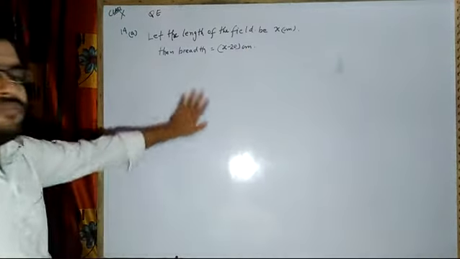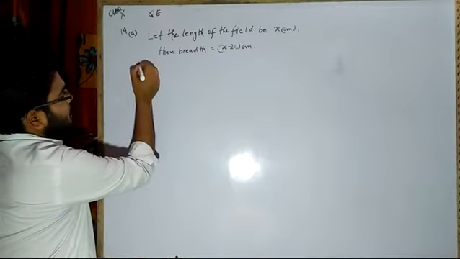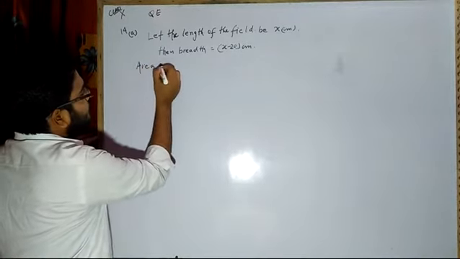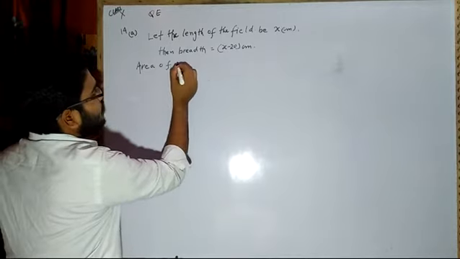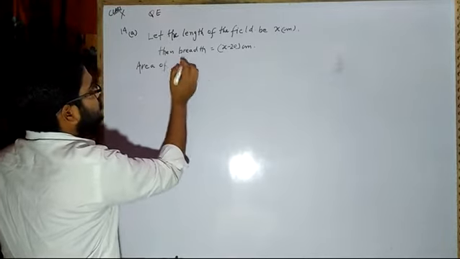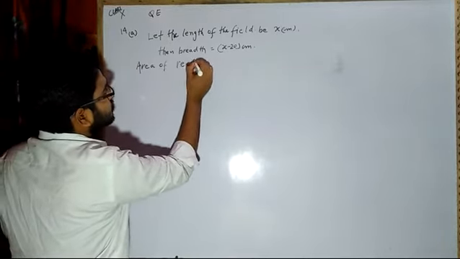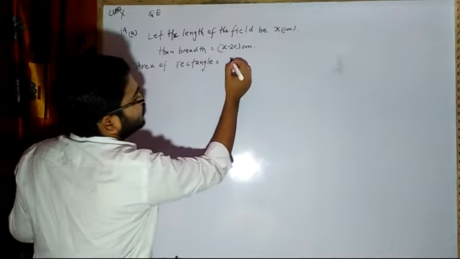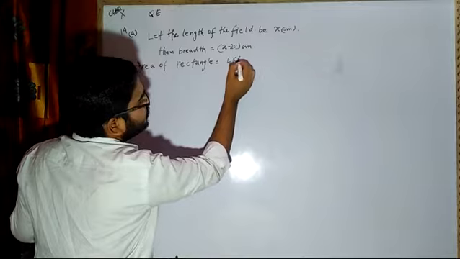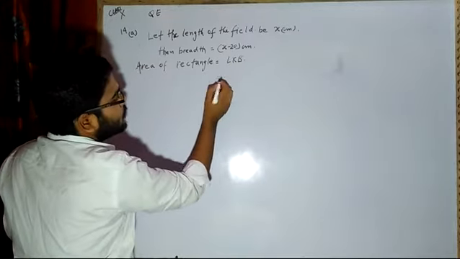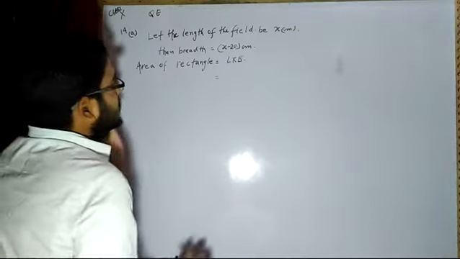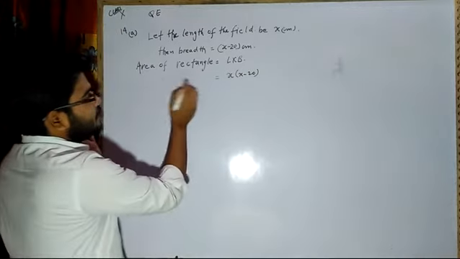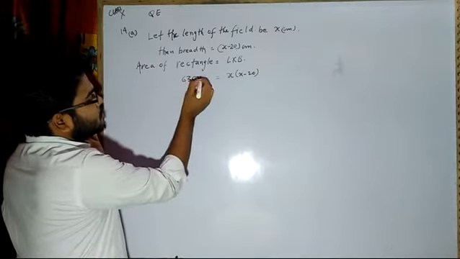Correct? Now we know the formula of area. Area of rectangle is equal to length into breadth. I hope everyone knows this. Now it is given as x into x minus 20. This will be equal to 6300, right?